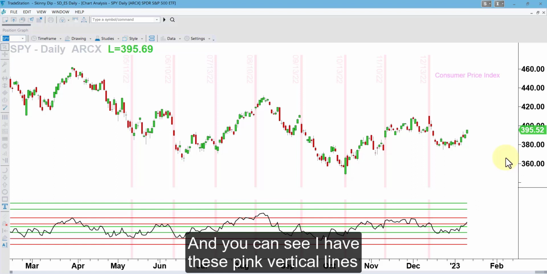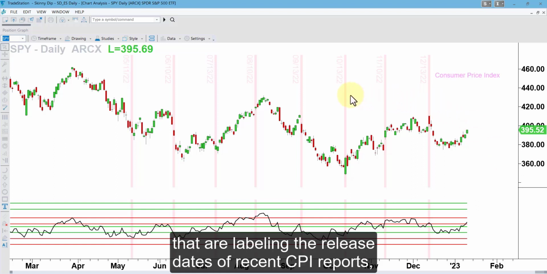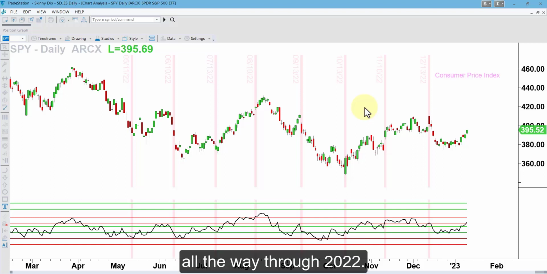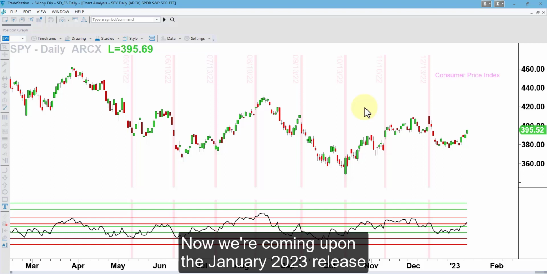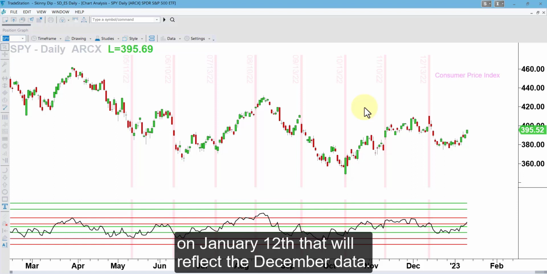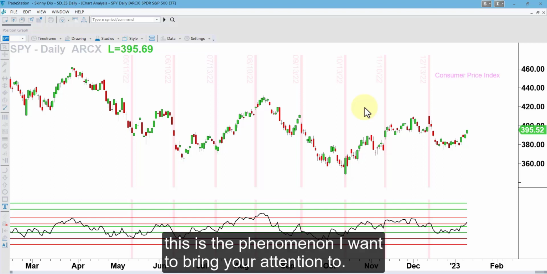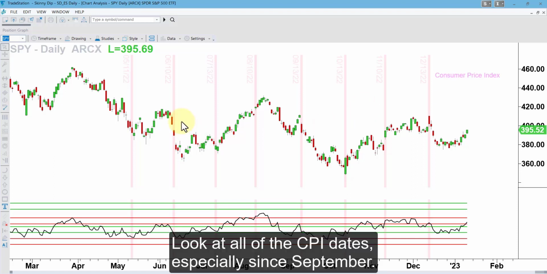I'm starting here with the S&P 500, the SPDR ETF of the S&P 500 index. You can see I have these pink vertical lines labeling the release dates of recent CPI reports, all the way through 2022. Now we're coming upon the January 2023 release on January 12th that will reflect the December data. Coming into it, this is the phenomenon I want to bring your attention to. Look at all of the CPI dates, especially since September.